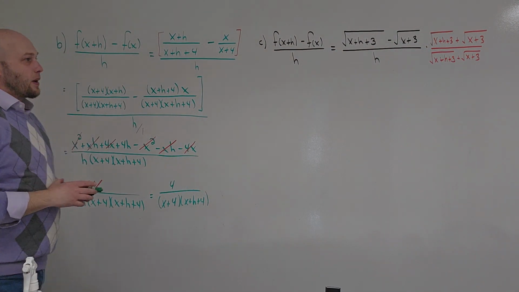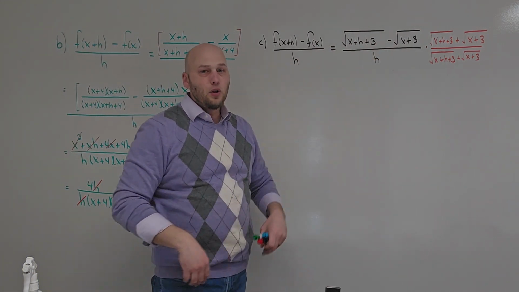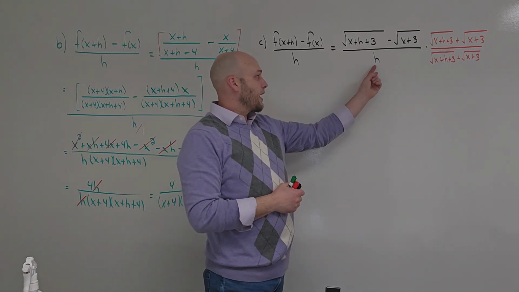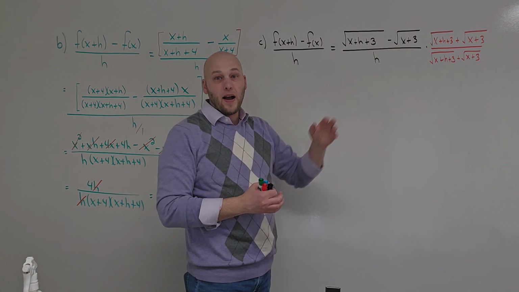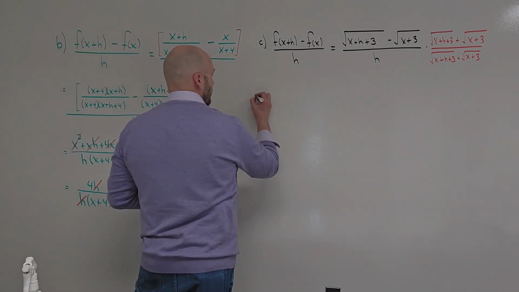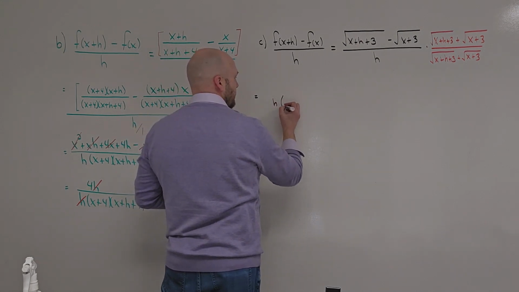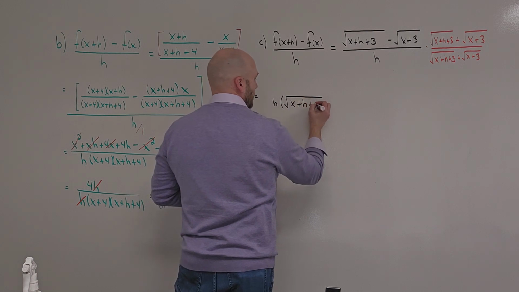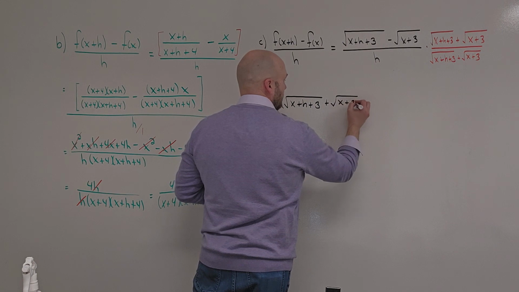What I'm going to do is multiply the conjugate pair in the numerator and leave the denominator alone, keeping in mind that I eventually want to cancel this h. So I'm going to leave it as a factor in the bottom. Let's start by writing the denominator. I've got h times the square root of x plus h plus 3 plus the square root of x plus 3.